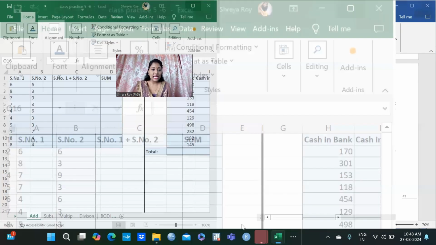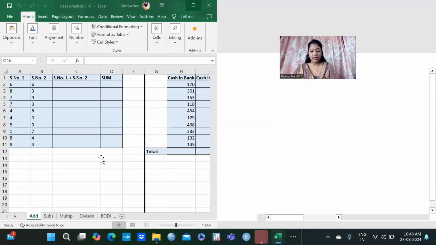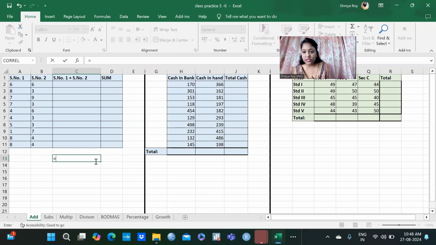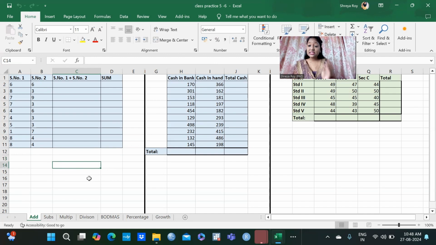First we have to understand that if you type anything beginning with an equal to sign, Excel takes it as a command. However, if you simply write, let's say, sum without the equal to sign, Excel will take it as text. There are two things we need to learn before we proceed further, because from this lecture onwards we have interesting things.